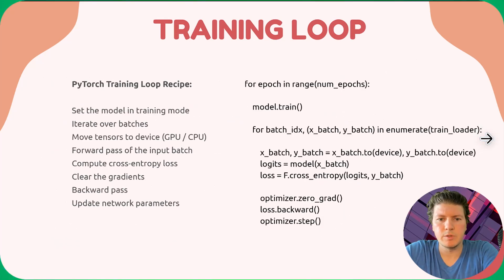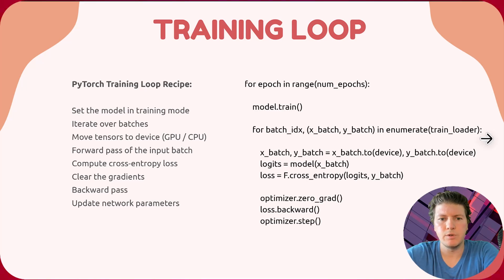Let's look at a simple training loop. Each epoch is one full pass through the training dataset. For each epoch, we set the model in training mode. Some layers behave differently during training versus inference, for example, dropout and batch norm. We iterate our batches from the data loader we saw in the previous slide. We move tensors to devices, this could be GPU or CPU.